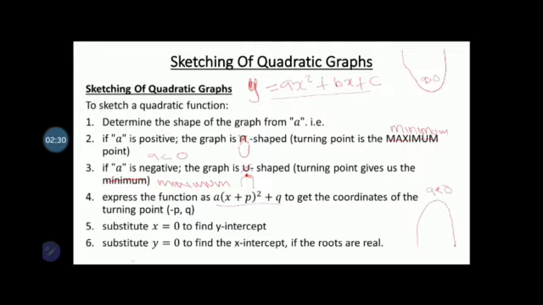Then lastly, substitute to get the x-intercepts, again where the graph is cutting the x-axis. You substitute y is equal to 0 because in the x-axis the value of y is 0. So you get your x values, comma 0. The y-intercept is 0, comma the y value you're going to find after substituting.